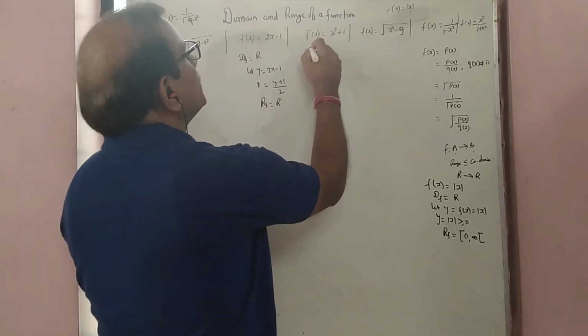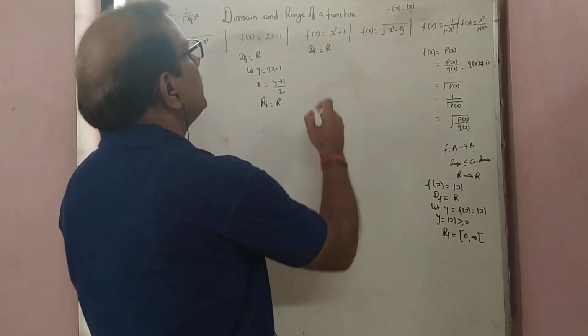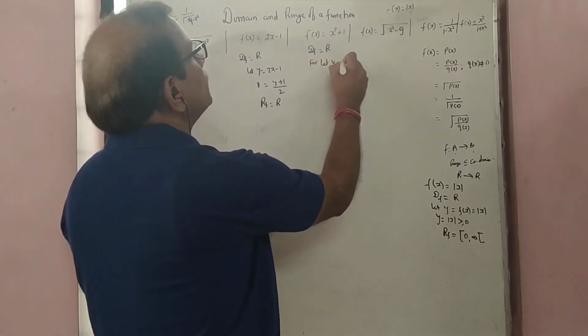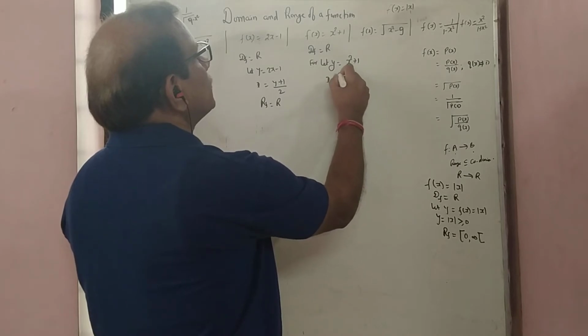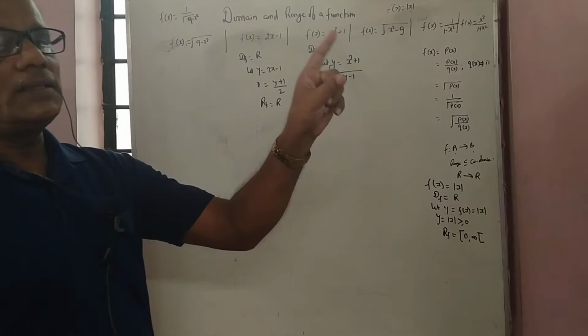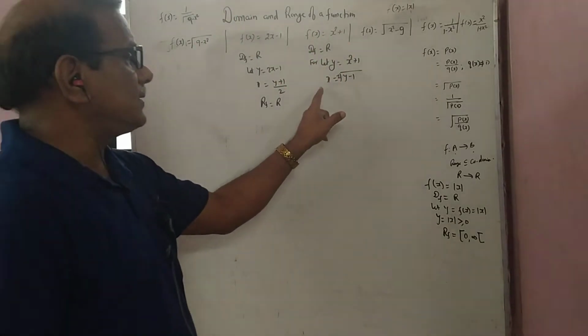Therefore, the domain of this function is the real numbers R. You want to find the range. For the range, what will you do? Let y equal x square plus 1, then x is equal to plus or minus the root of y minus 1. For the range, you have to make x the subject.